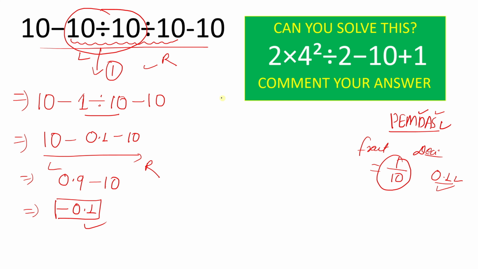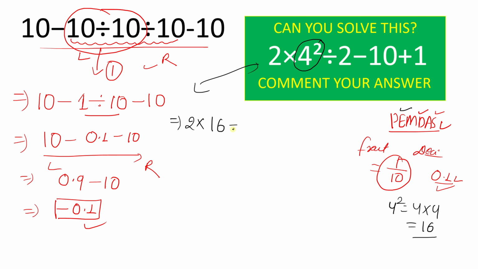And moving to the next question, we have 2 times 4 squared divided by 2 minus 10 plus 1. So according to PEMDAS, first we will go for this exponent part, which is 4 squared, and 4 squared is nothing but 4 times 4, which equals 16. So we will write 2 times 16 divided by 2 minus 10 plus 1.